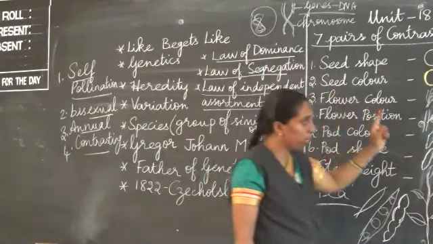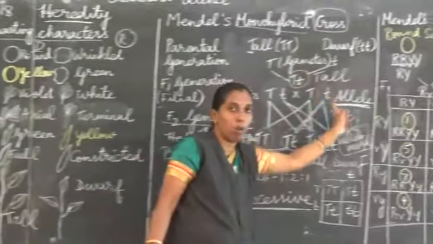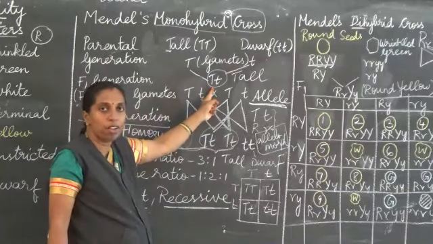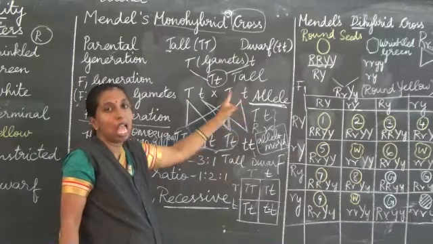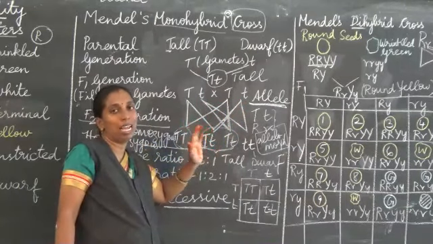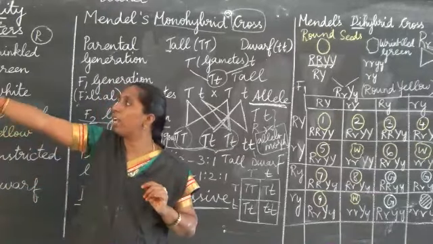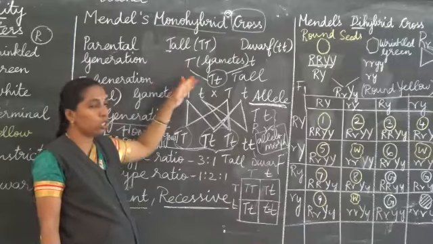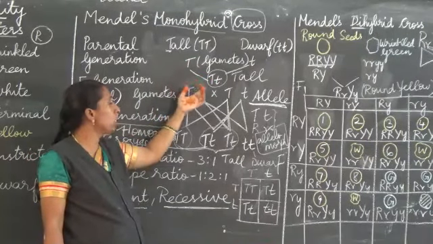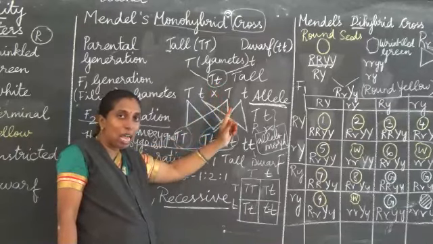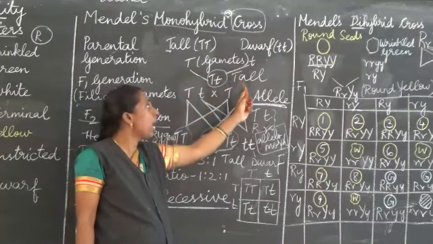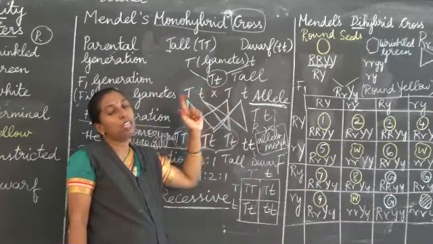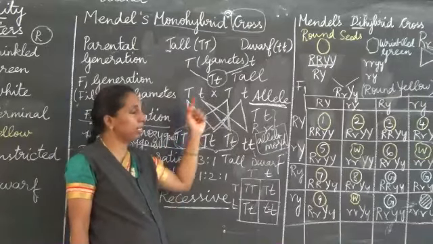Law of dominance means when a homozygous cross is made, the character which is expressed in the F1 is called as dominant character, and the character which is not expressed is called as recessive character. That is called as law of dominance. What is law of dominance? In a homozygous cross, in the F1, the character which is seen or expressed is called as dominant character, and the character which is not expressed is called as recessive character.